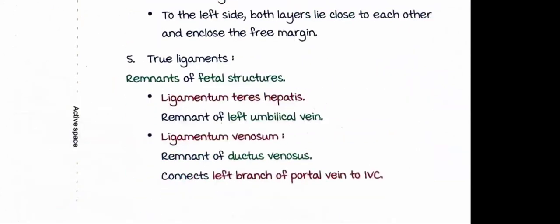Two ligaments, remnants of fetal structure. Ligamentum teres hepatis, remnant of left umbilical vein. Ligamentum venosum is remnant of ductus venosus, which connects left branch of the portal vein to inferior vena cava.